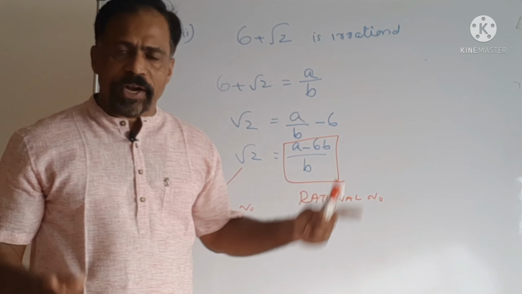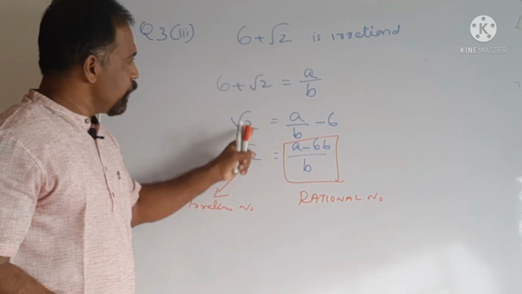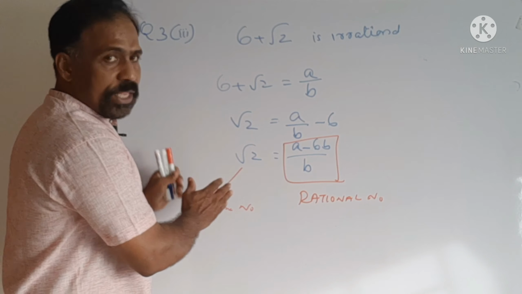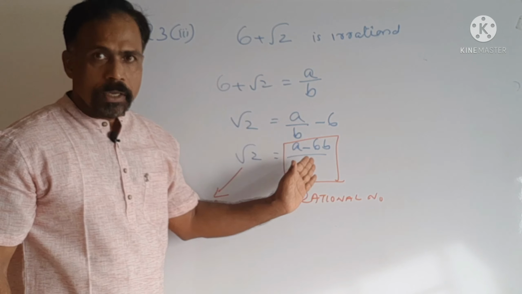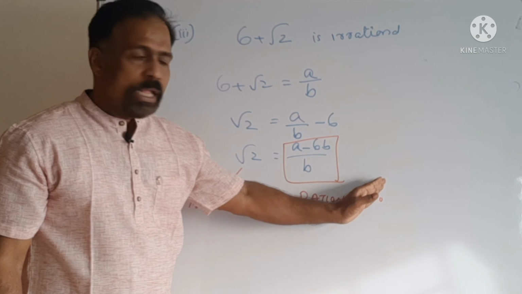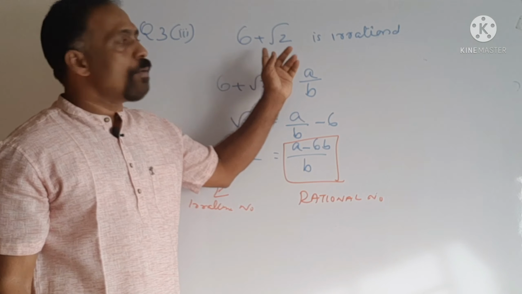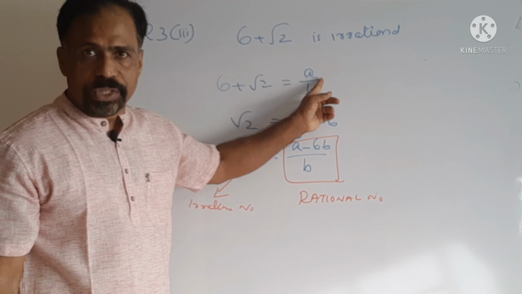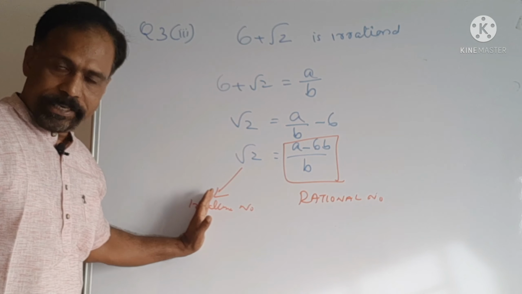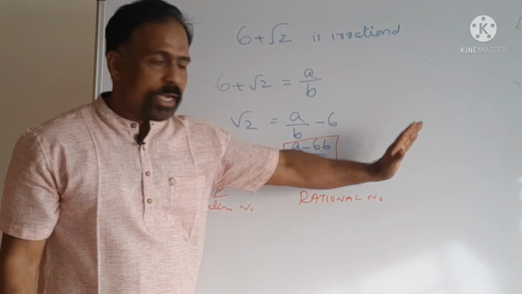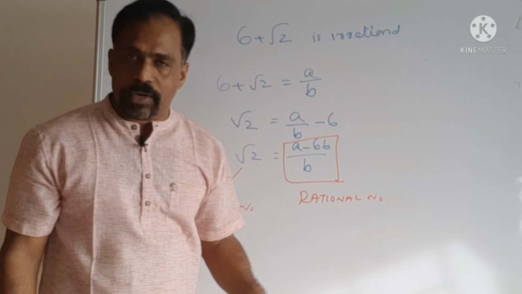In all these cases, what we have done is, we have taken root 2 on the left hand side. If it is root 3, we will take only root 3 here. We don't want anything else here. We will throw everything on the right hand side. And we will prove that the right hand side is a rational number. And we know that the left hand side is an irrational number. This is the case whenever you have such questions: 6 plus root 2, 5 minus root 3. In all those cases, we will keep only that root on one side and everything on the right hand side. And this will become a rational number, this will become an irrational number. That means it contradicts our assumption.